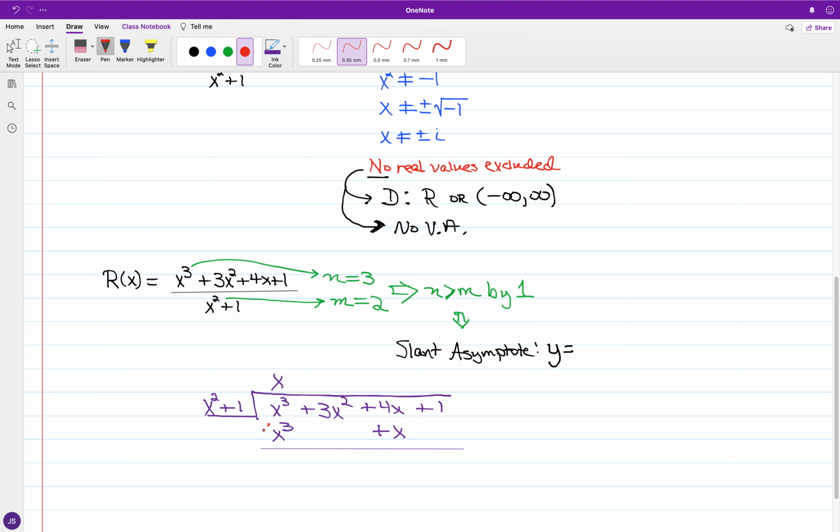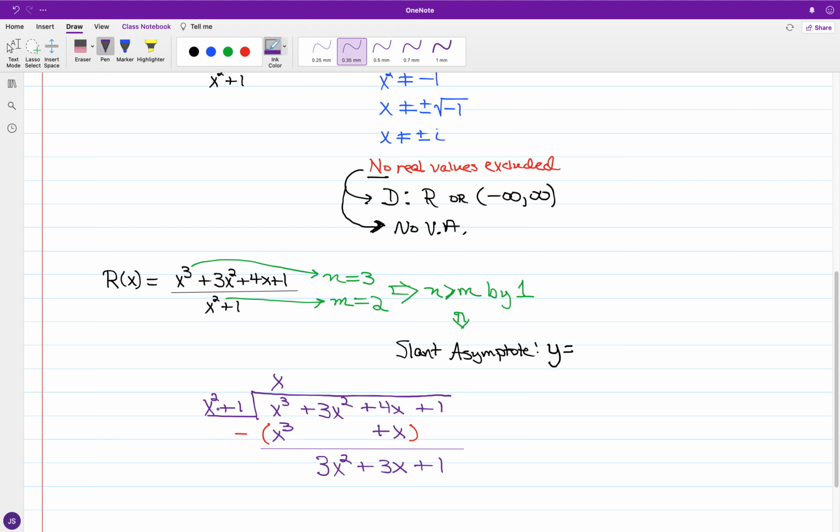So if I look at subtracting once again, the x cubes are going to go out, and for 3x squared, there was nothing situated underneath it, so I'm just going to bring this down. Now we have 4x taking away x, so this is going to be 3x. And then we bring down the plus 1, which has not been touched yet.